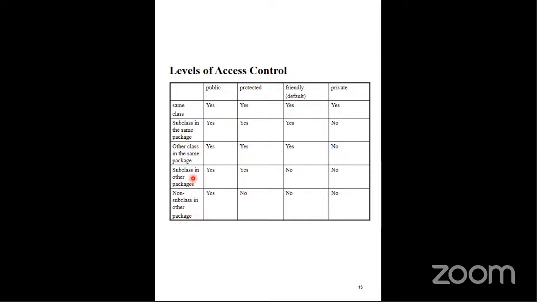Okay, outside the package, it is not available. We'll not talk about protected right now because we'll discuss that in inheritance. And as you can see, it is all yes under the public column. It means once you declare a particular member public, it is accessible everywhere. So the most relaxed one is public.